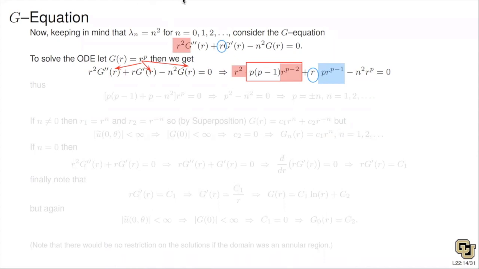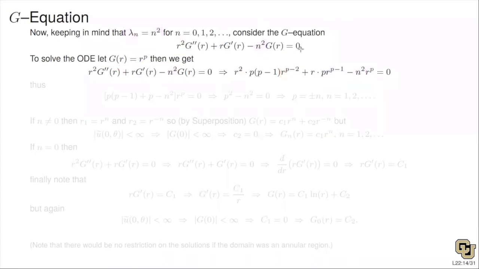And then finally here, we have just G of R without a derivative, which is our last term, but being multiplied by an n squared in the front. And that's from when we solved the F equation for the eigenvalue. Remember here, when we do separation of variables, we set everything equal to negative lambda, but then we solved for lambda.